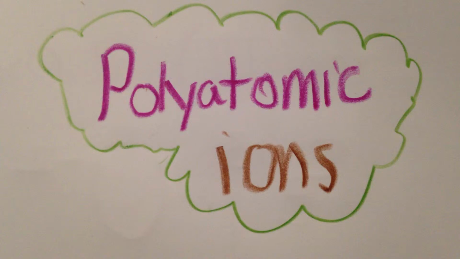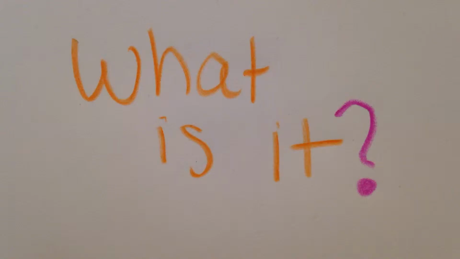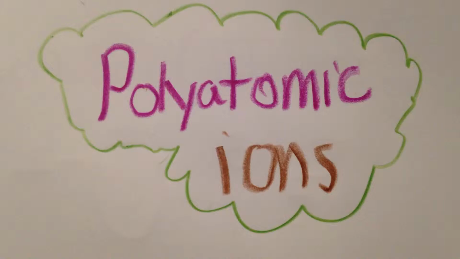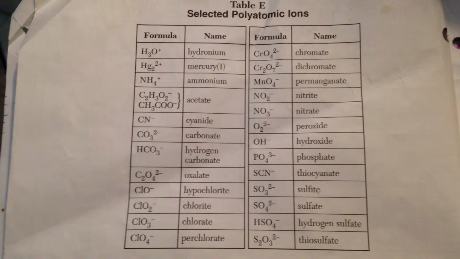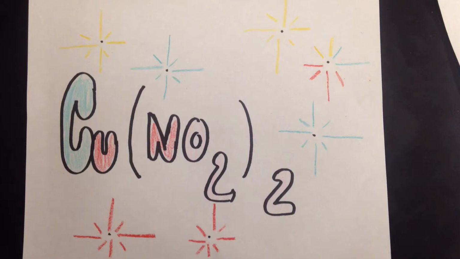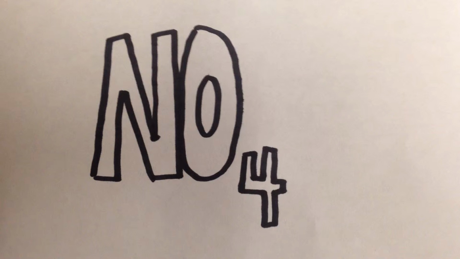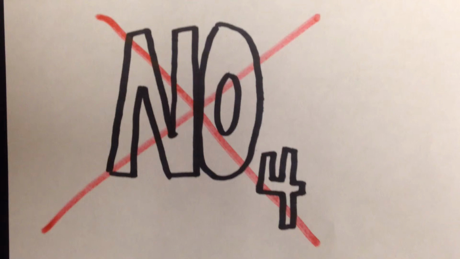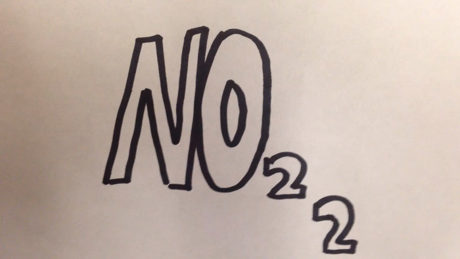Formulas with polyatomic ions. Well, first of all, what is a polyatomic ion? A polyatomic ion is a group of usually covalently bonded atoms that have a charge. You can find them on Table E. So when a polyatomic ion doesn't bond in a 1-to-1 ratio, parentheses are needed. Copper 2 and nitrate have a formula of Cu(NO2)2. NO2 does not become NO4 because that would be changing the ion. And we use parentheses so you don't get confused and think it's NO22.